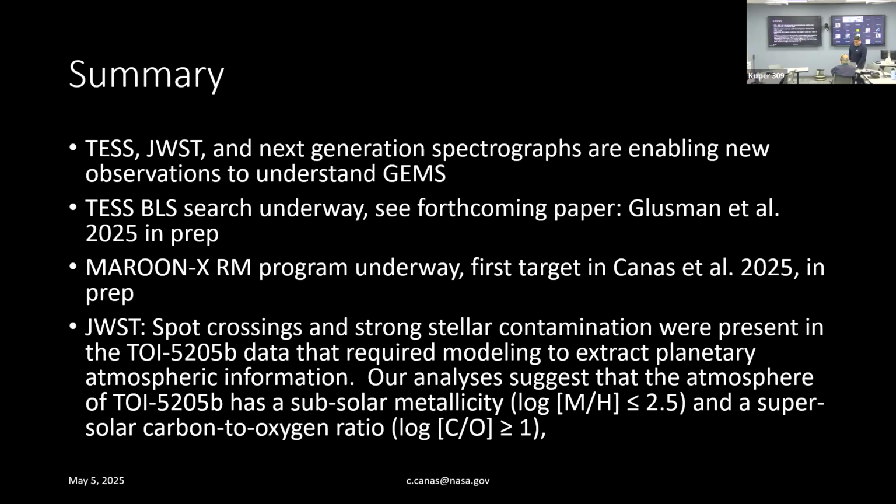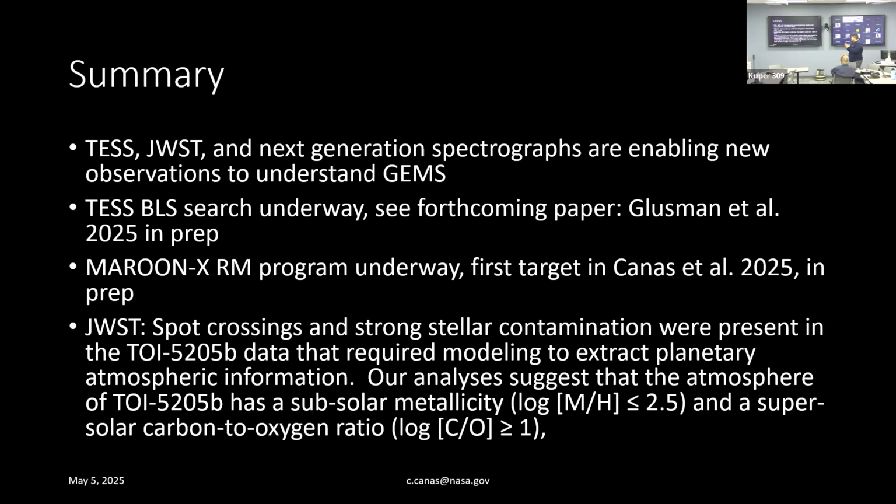I will flash up my summary slide and emphasize again that TESS, JWST, and next generation instruments have really enabled new observations into GEMS. TESS enabled a survey to find these in photometry. Then with ground-based instruments, we can measure masses, eccentricities, look for additional companions, look for obliquities, and of course, with JWST, we can then probe the atmospheres. So it's really an exciting time to understand these planets.